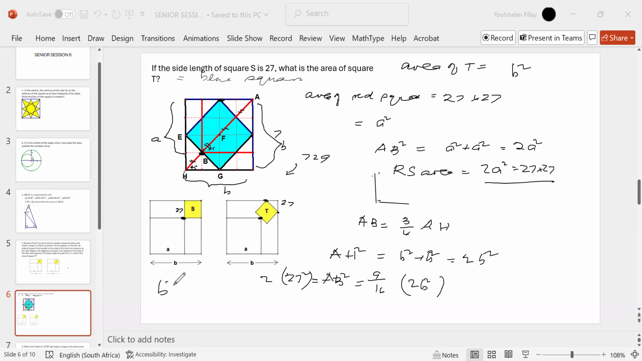So B squared is equal to 2 times 27 times 27. Right? And then 2 goes into this 8 times. So you multiply this by 8 and divide by 9. So to make B squared the subject, you multiply on both sides by 8, divide by 9. And what do you have? 3. And when you work this out, you get 648.